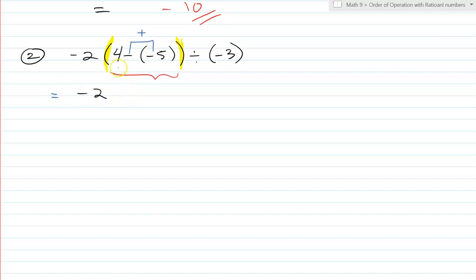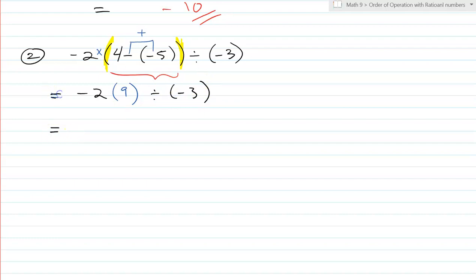Negative 2. Now, here's another piece that you may not know or you have forgotten. There's a number outside of this bracket and there's no operational sign here, but by default we say that's a multiplication. Okay, so that's very important. That's a multiplication. So if you don't see it, you can actually put it in there, but as you go into upper grades, you don't even do that anymore. That's a multiplication. So negative 2 times 9, okay, and then divided by negative 3.